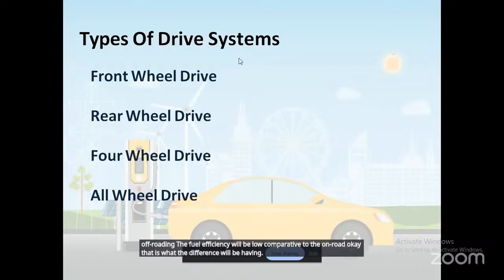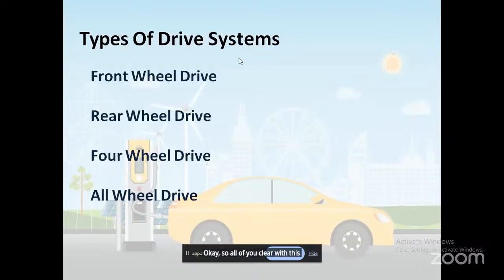Okay, so all of you clear with this drive system? All the remaining people, all of you clear with this drive system?